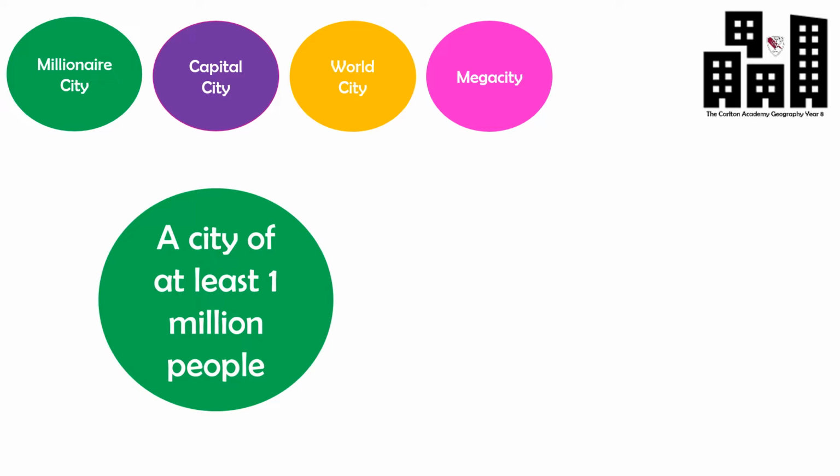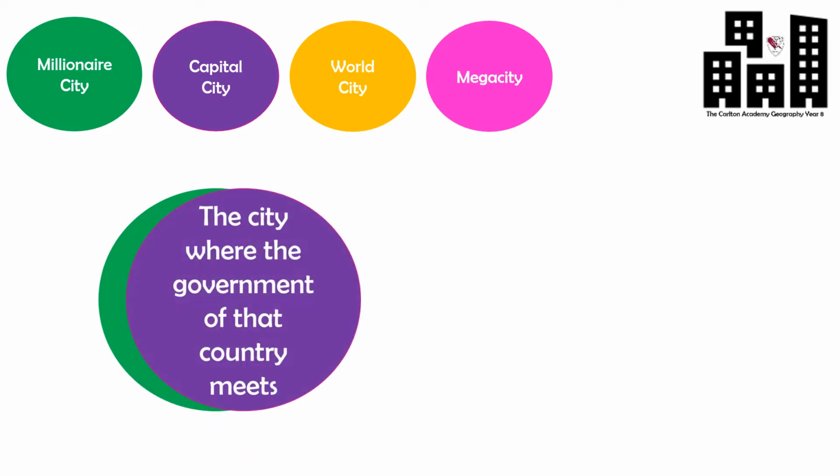Now, in the past, that would have meant that it would have been a very, very large city and quite unusual. However, in more recent times, due to lots of rural to urban migration and population growth in general, a millionaire city is quite common nowadays. Capital city. This is where the government meets in that country. Now, it's often the biggest city, like for example in Britain, we've got London, which is also our biggest city, but it's not always the case.